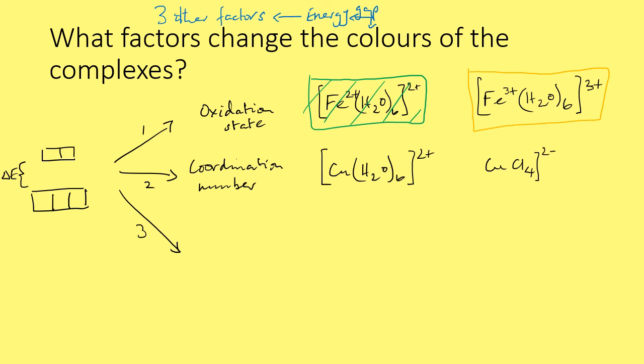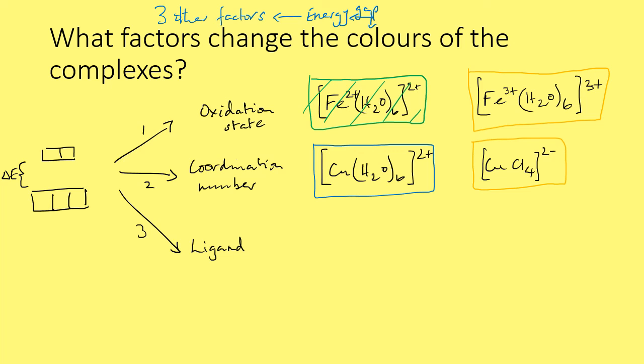Right, so that's a 2- charge, and the colours of these two are the coordination 6 copper complex is blue, and the coordination 4 complex is yellow again. Okay, so we've got a change of colour. It's not a great example because you can see the ligand has also changed, but in this case that change is down to the coordination number going from 6 to 4. Okay, so the coordination number changes the color, and also the ligand changes the color.